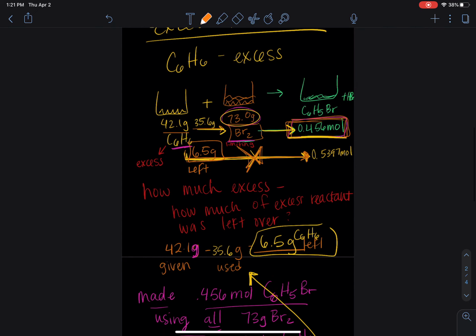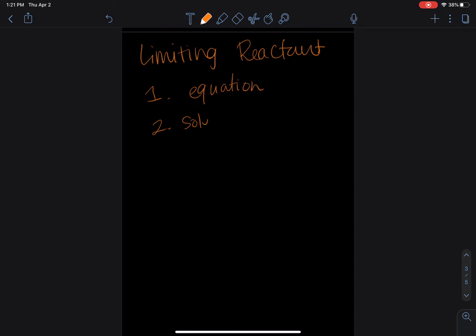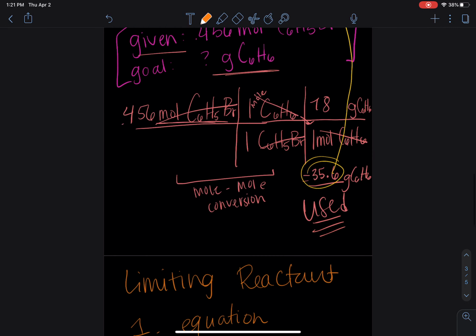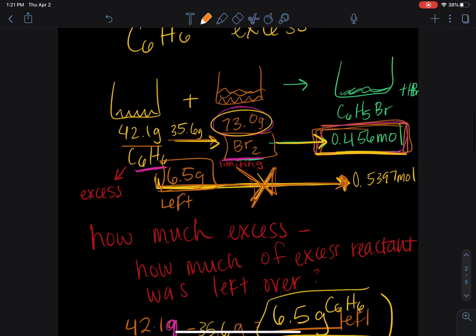It's really the same steps every time. So when it comes to limiting reactant, let's go ahead and do our steps. Step one of everything is to make sure your equation is balanced. Make sure that's all good and set. Step two is to solve for the same unit of the same product. What I mean by that is, if you remember up here, we decided to solve for the C6H6.